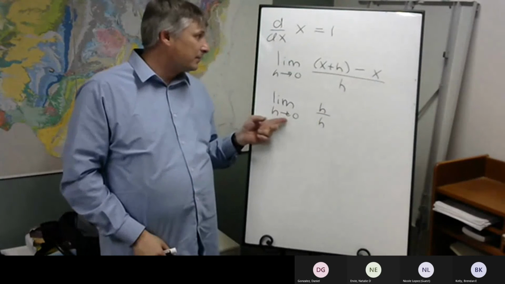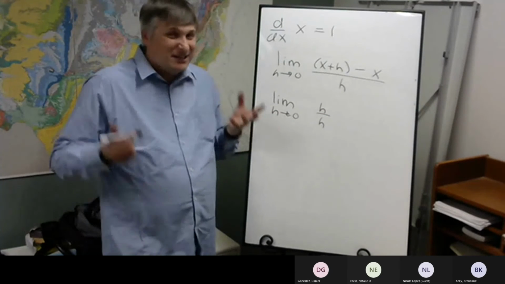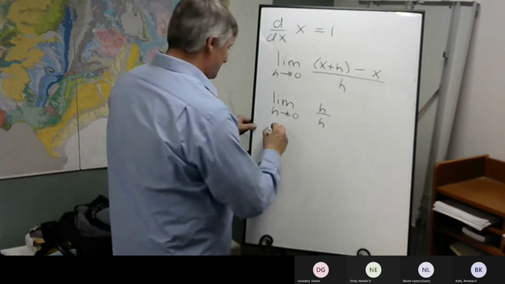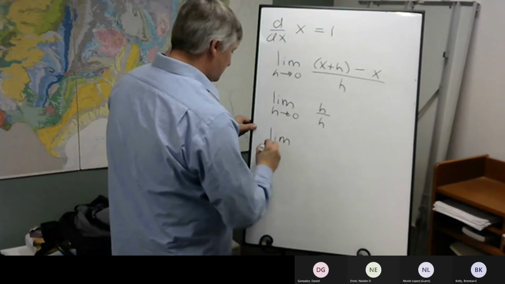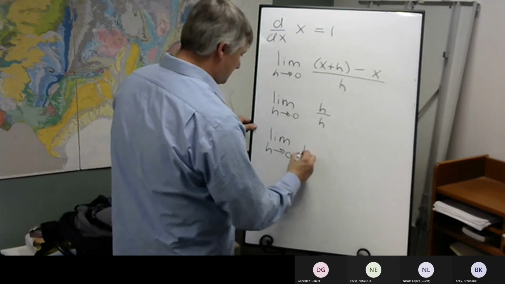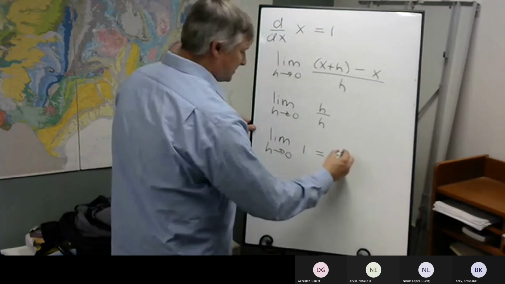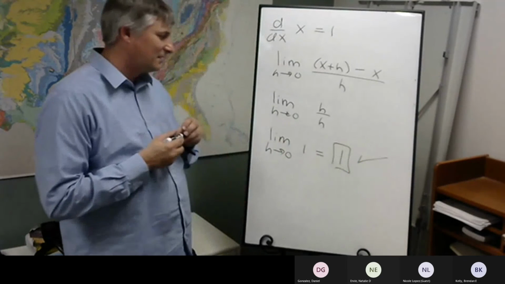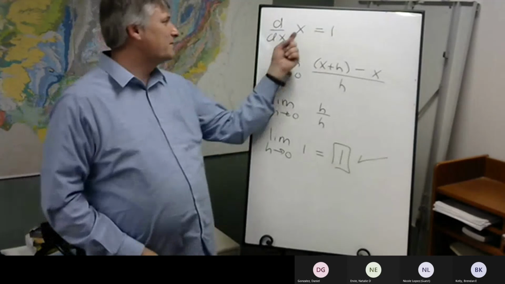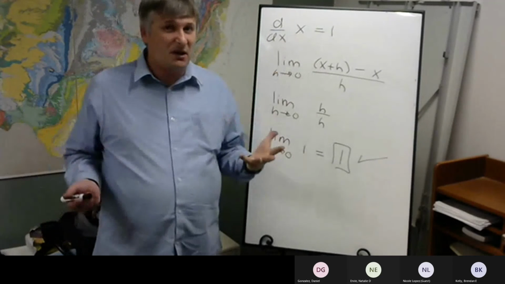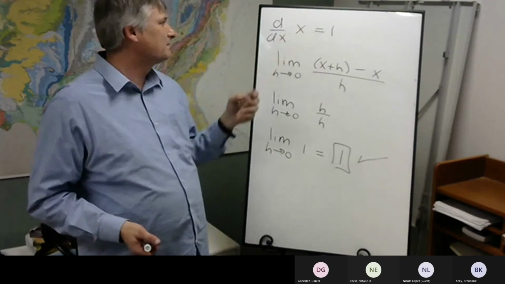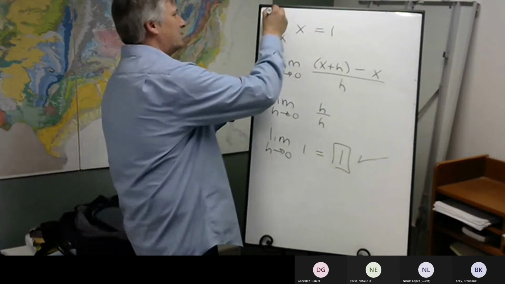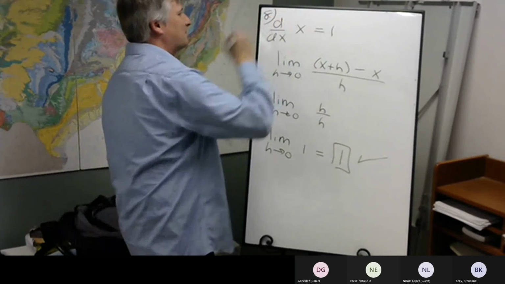But we want to remember that h isn't 0. It's almost 0. So that means we can do the cancellation first. And then this is just equal to 1. So the derivative of a variable by itself without any exponent, that's just going to be equal to 1. And so you could call this property number 8.